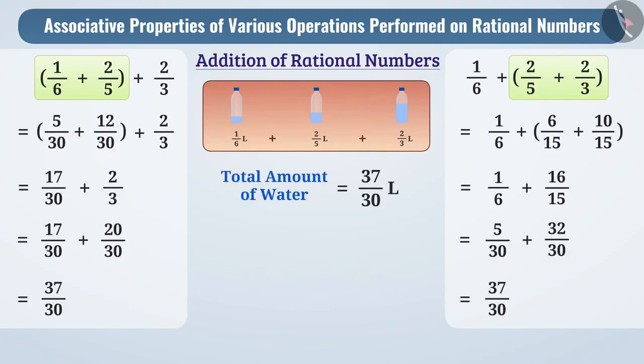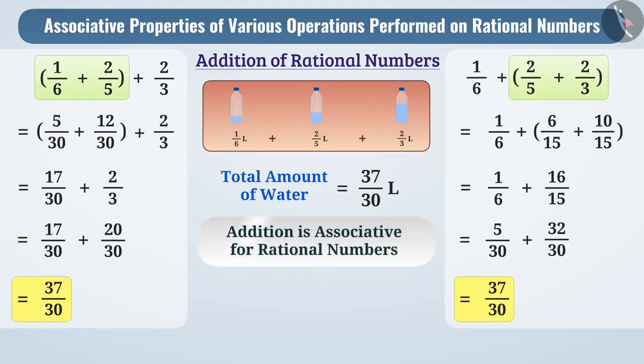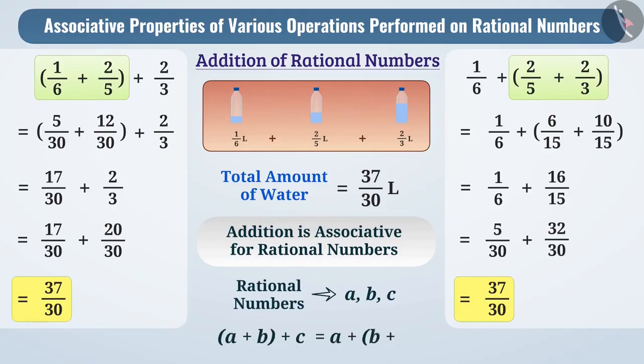Since the results are the same in both cases, we can say that the addition of rational numbers can be made by grouping in any way. That is, the addition of rational numbers is associative. So, to summarize, for any rational numbers a, b, c, (a + b) + c is equal to a + (b + c).